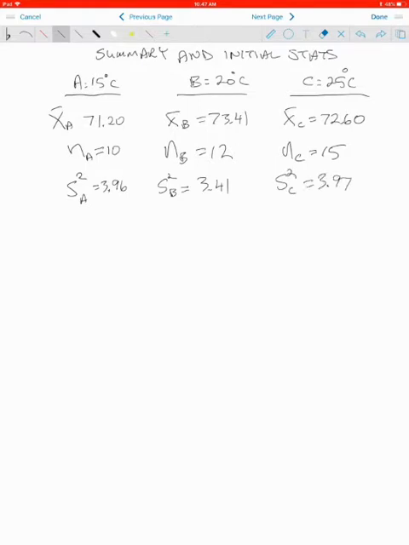Now remember, there are two assumptions for the analysis of variance. One is that each of the groups that you're sampling comes from a normal distribution. And in addition to that, the true variances of the groups are the same. So it's certainly a good idea to look at the variances, and we can see these variances are all approximately in the same ballpark. They're close. They're not exactly equal, of course, but they're close.